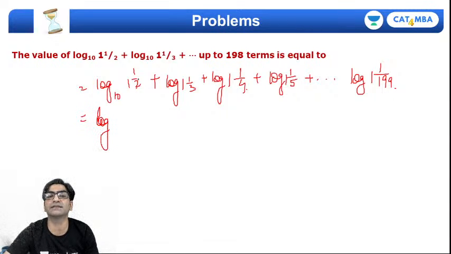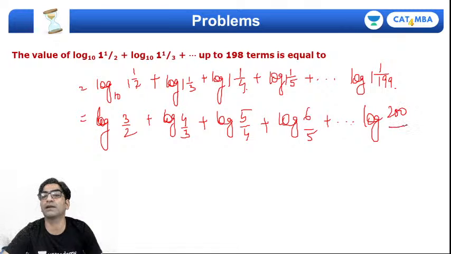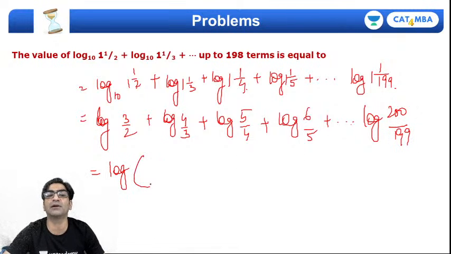I can write this as, express these as improper fractions. So 1.5 will become 3/2. The next one will become 4/3. Then next one will become 5/4. Then 6/5. और ऐसे ही चलता रहेगा till the last one, which will become log 200/199, है ना. और जब बहुत सारे logs को ऐड करते हैं तो क्या होता है? इनके radicands मल्टीप्लाई हो जाएंगे, right?